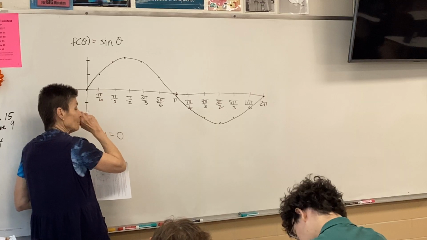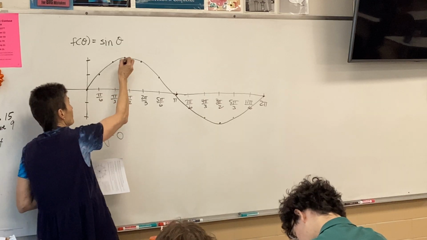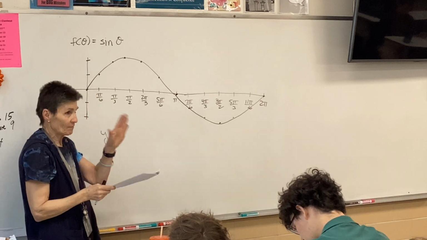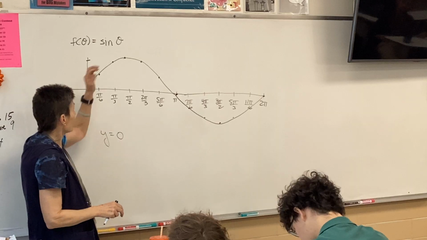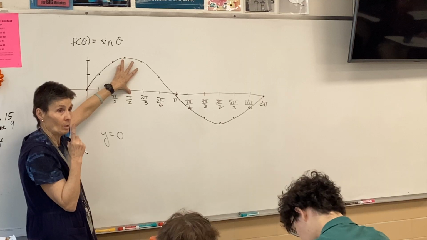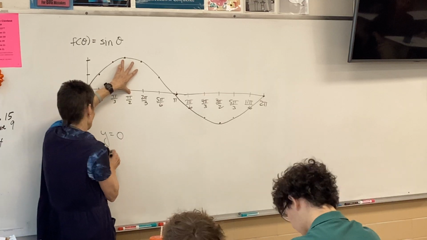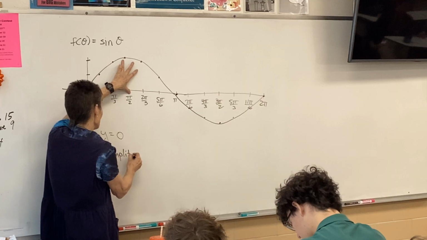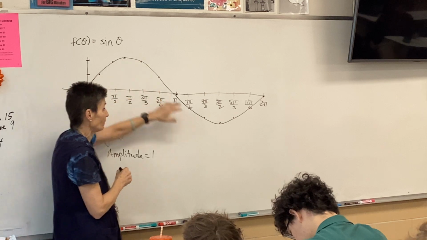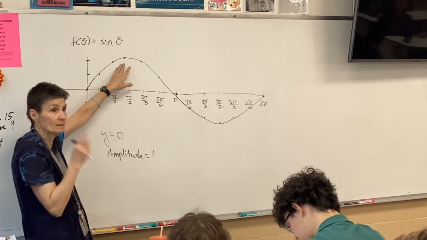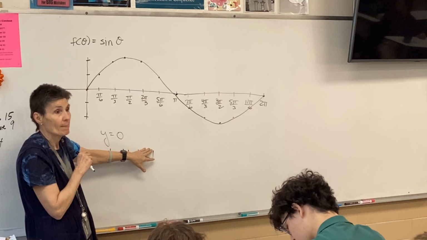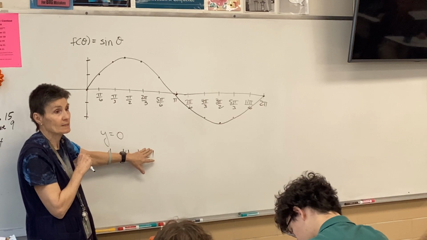Amplitude. Amplitude, by definition, is half the distance from the top to the bottom of the picture. That's the definition. I like to think about it as, how high are my hills? What is the height of my hill? 1. The amplitude is 1. Now, if we use the definition, it says half the distance from the top to the bottom. Well, -1 to 1 is 2, and half of 2 is 1. Is the amplitude always positive? Always positive. It's a distance, always positive.